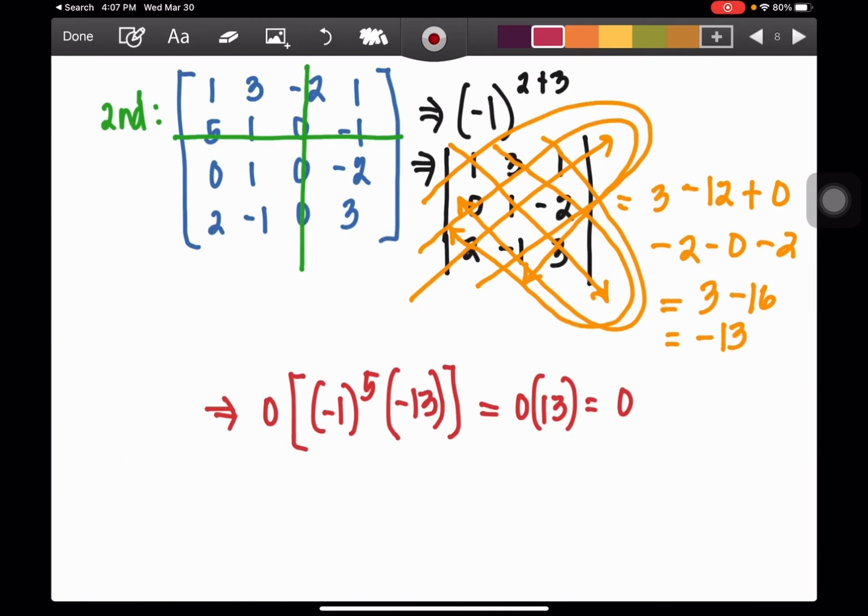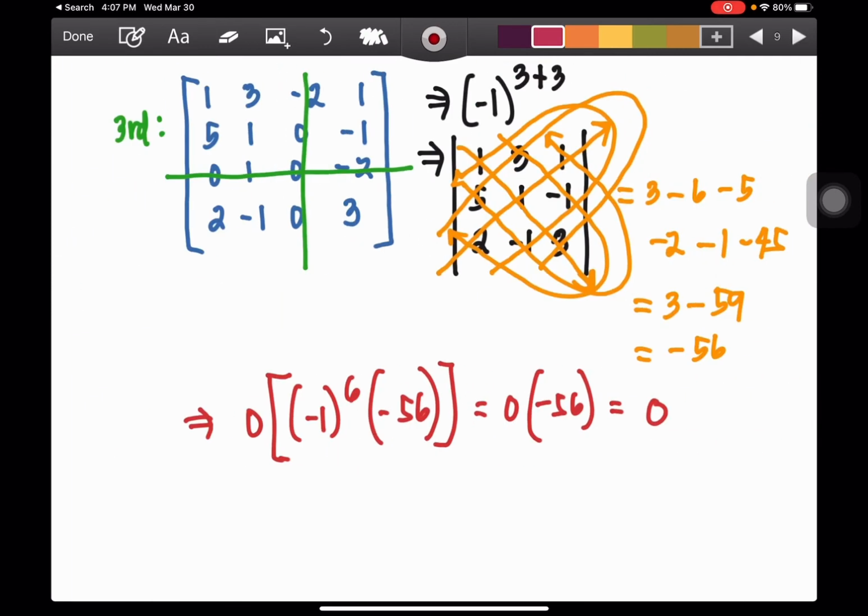Okay, so let's proceed to the second one. We are again consistent with the third column, so we proceed with the second row, so that our exponent here becomes 2, second row plus 3, third column. And then that becomes 5. And the determinant of the remaining values here, 1, 3, 1, 0, 1, negative 2, 2, negative 1, 3 is negative 13. So negative 1 to the 5th power is negative 1 times negative 13. It's positive 13. Multiplied by 0 is 0.